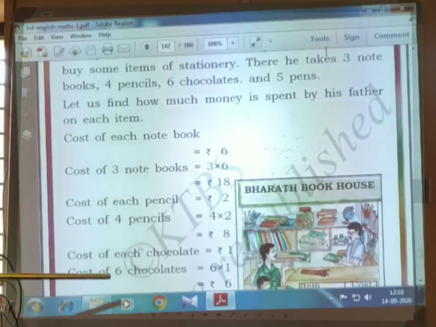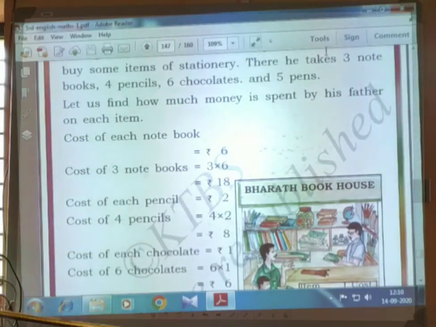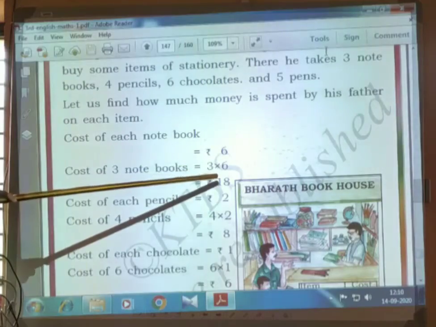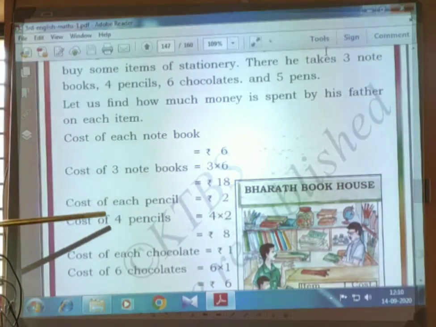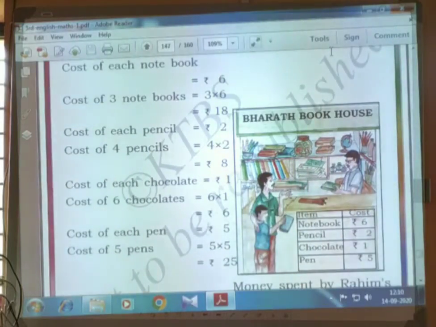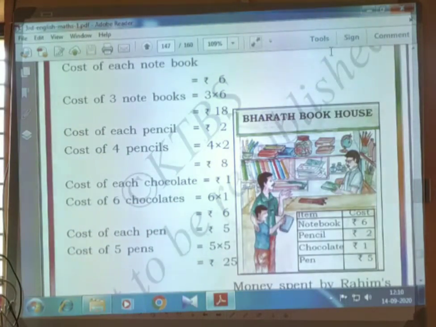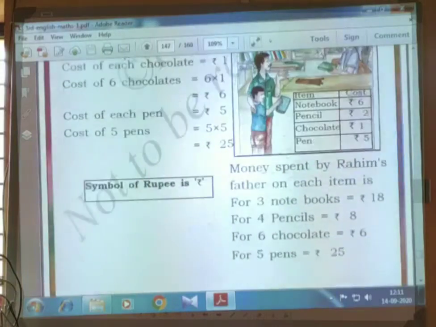Cost of each notebook is 6 rupees. How many notebooks does he buy? 3. So 3 into 6 is 18. Then the cost of each pencil is 2 rupees. 4 pencils he buys. 4 into 2 is 8 rupees. Cost of each chocolate is 1 rupee. 6 chocolates he buys. 6 into 1 is 6 rupees. Cost of each pen is 5 rupees. 5 pens he buys. 5 into 5 is 25.